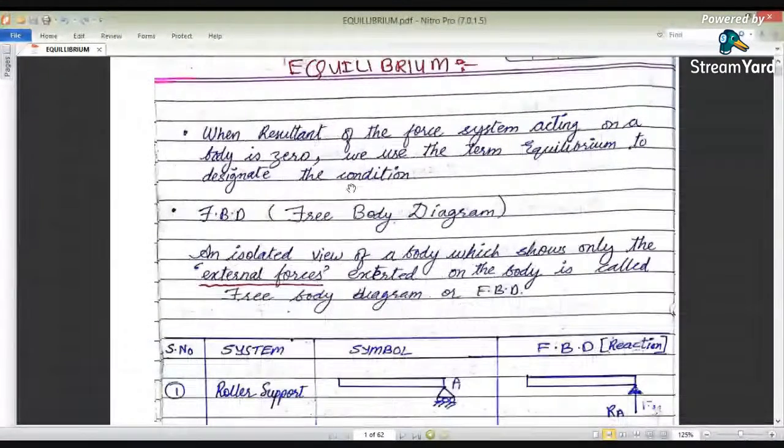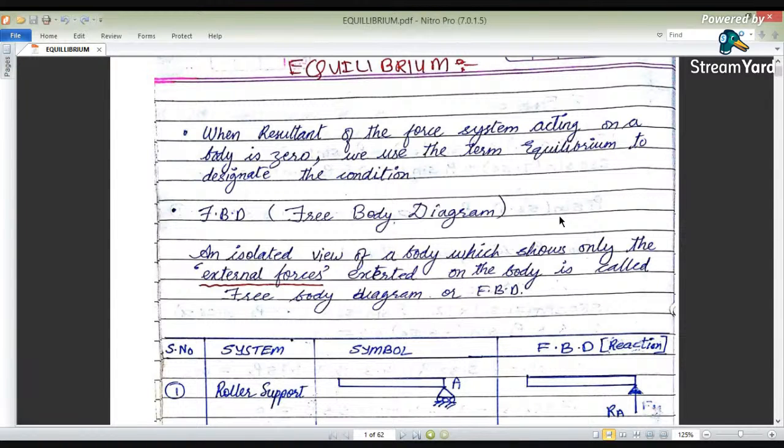Here we will have equilibrium conditions. As I have already said, we first have to draw the FBD, that is the free body diagram, for this case, and we have to find the resultant. When the resultant of the force system acting on a body is zero, we use the term equilibrium. We have to study the effect of the different forces acting on a body in order to keep the body in equilibrium.